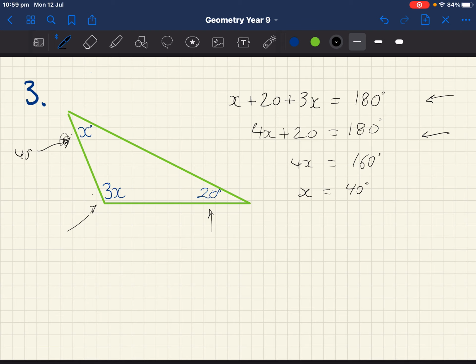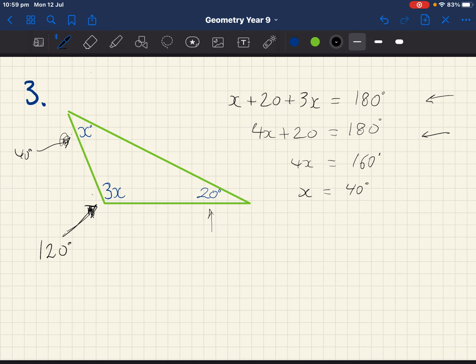That was x. And not that the question asked us to do it, but we now know the size of this other big angle down the bottom here. It was 3 lots of x, or in other words, 3 lots of 40. That big angle there was actually 120 degrees in size, just out of curiosity.